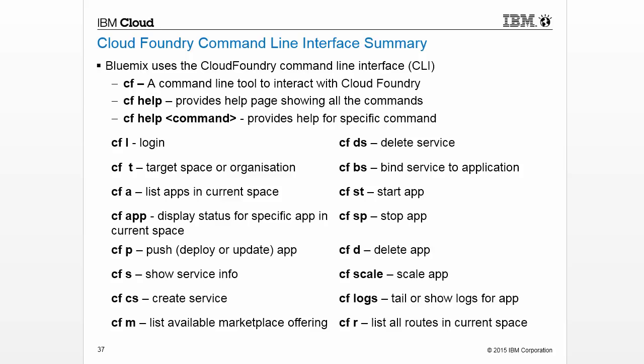User input is capitalized, as in cf push APP. Optional user input is designated with a flag and brackets, as in cf create-route SPACE DOMAIN [-n HOSTNAME]. Run cf help to view a list of all CF CLI commands and a brief description of each. Run cf with a command name and -h to view detailed help, including the alias for any command.